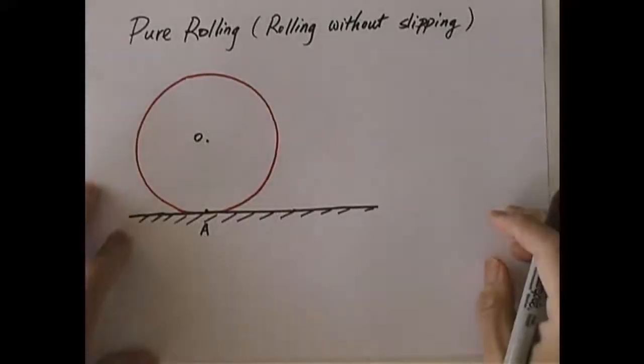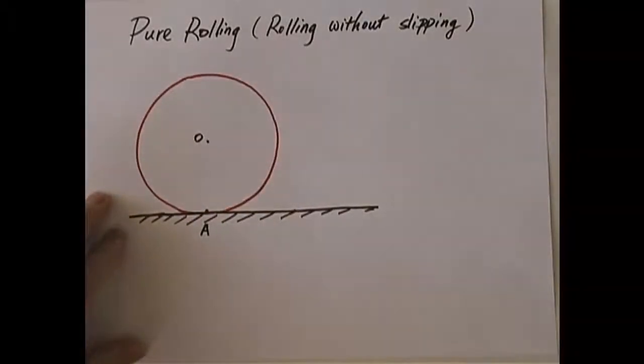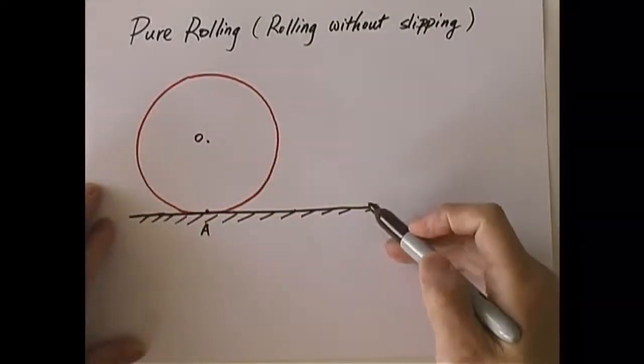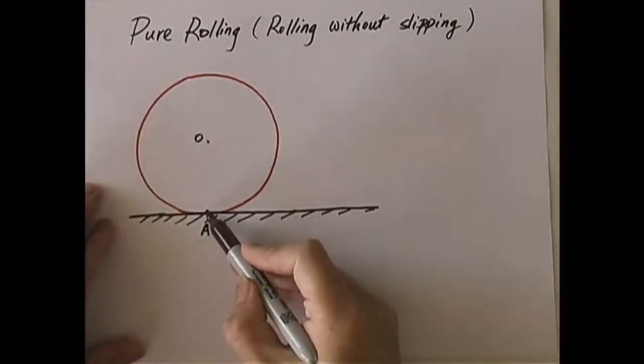We now turn our attention to a special case which involves a combination of translational and rotational motion, and it's called pure rolling. What's pure rolling? Well, suppose when you drive your car, the tire moves forward, but under normal driving circumstances, there is no slipping between the contact point, between the tire and the ground.